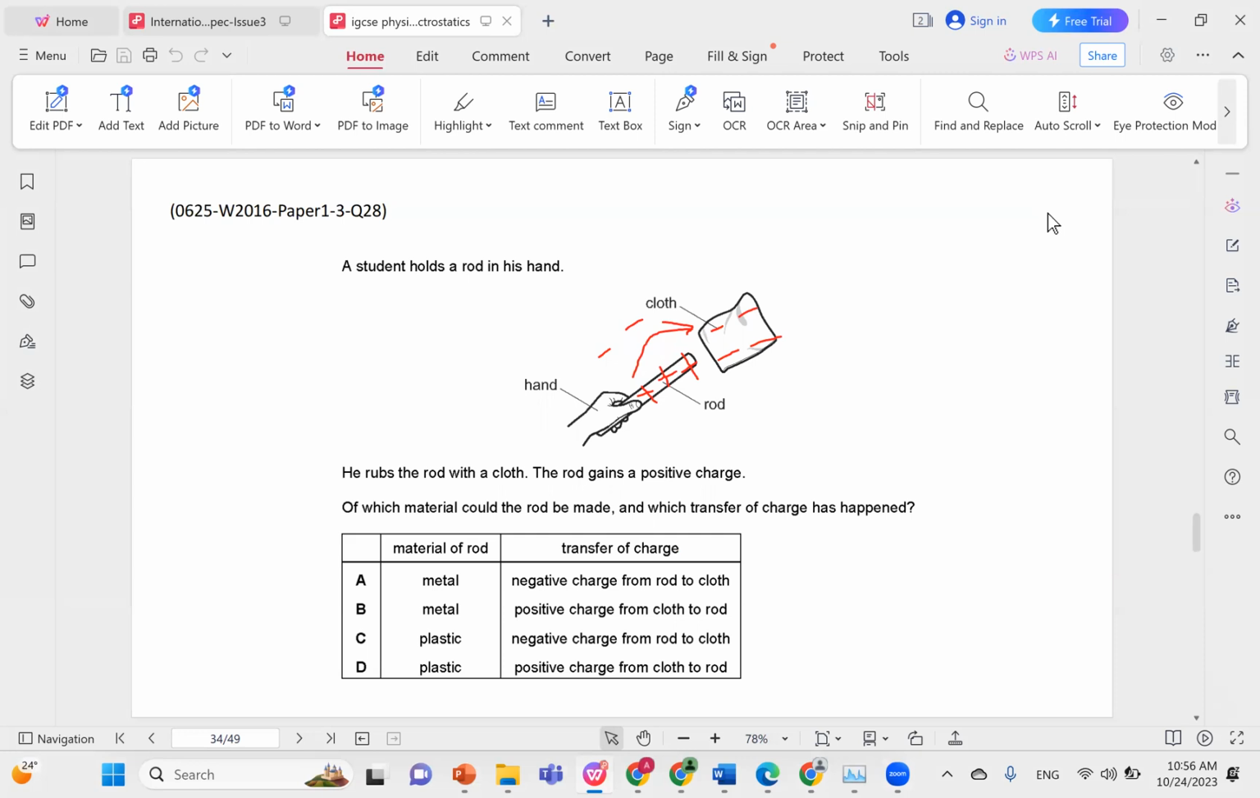The material of the rod must be an insulating material. So for transfer of charge to occur, we must have insulating material. So metals are neglected automatically, and the transfer of charge must be negative from the rod to the cloth. So the correct choice here would be choice C.